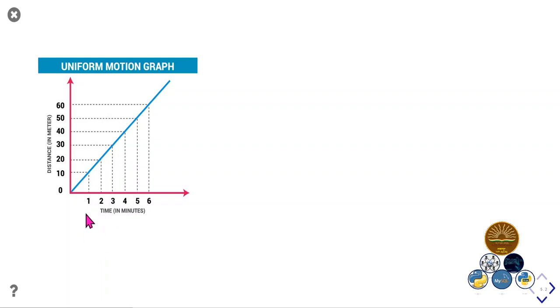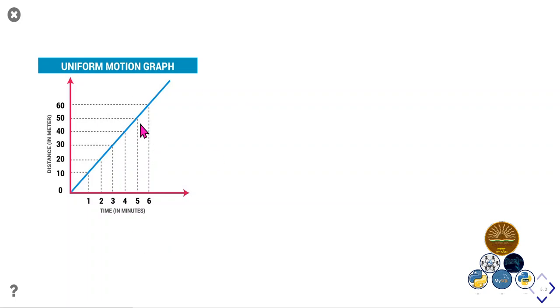For example, in 1 minute it has covered 10 meters, in 2 it has covered 20, in 3 it has covered 30. By looking at the graph also you can visualize, if I omit the title uniform motion graph, you can easily visualize what uniform motion is. Or if I show you a graph and ask you whether this motion is uniform or not, you will be easily able to tell.